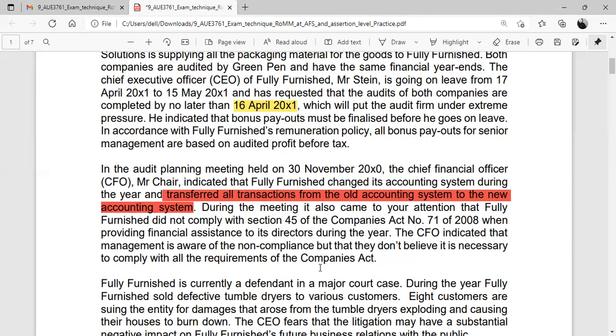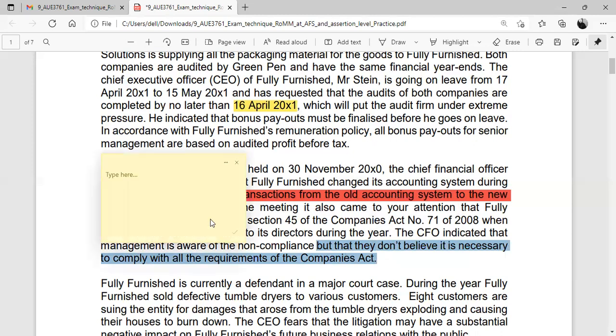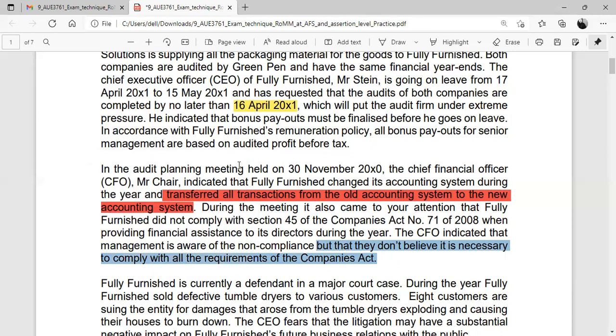So this means that the directors were able to just take loans whenever they wanted to get loans, right? And the CFO indicated that management is aware of the non-compliance, but they do not believe it is necessary to comply with all the requirements of the Companies Act. That's also a red flag, right? Yes. So we need to be able to pick up these red flags before you even start answering your question. You have to highlight these red flags, and then answering your question will become easier.